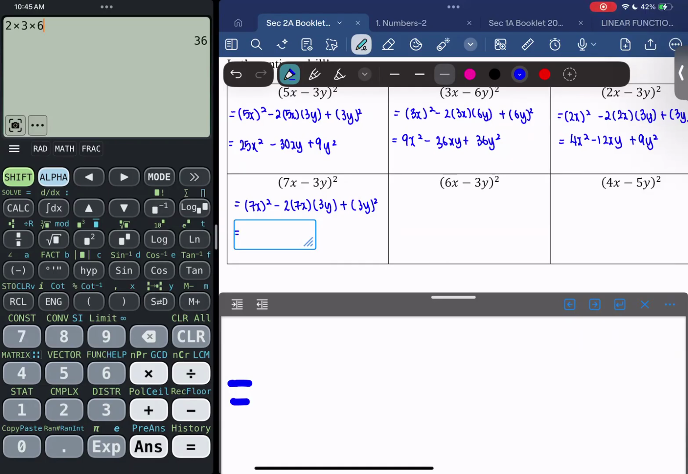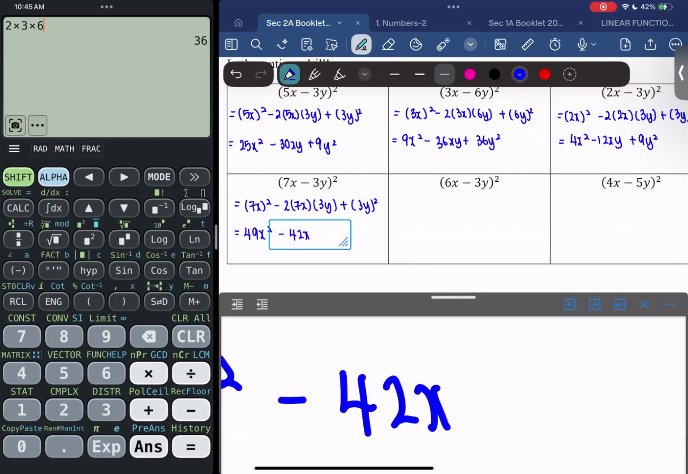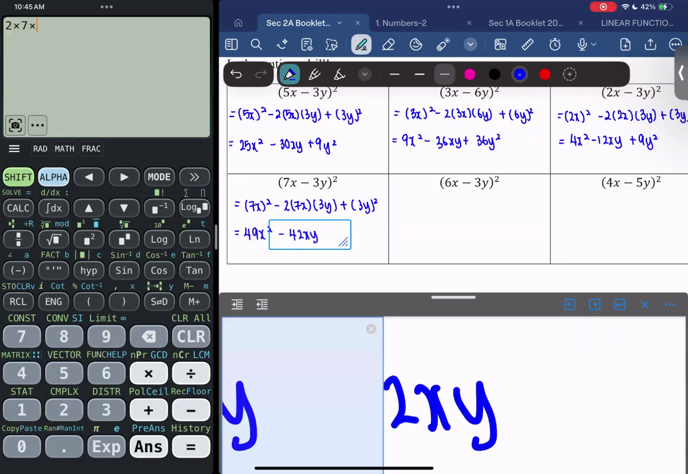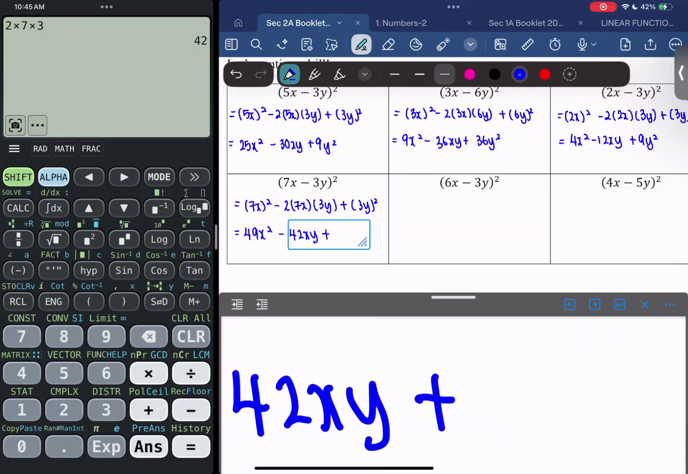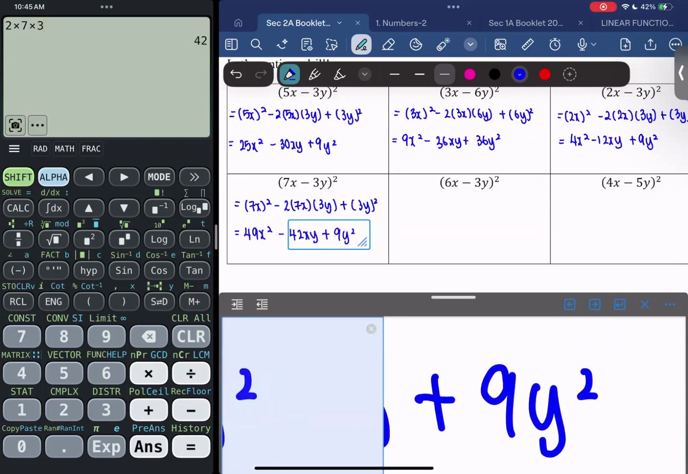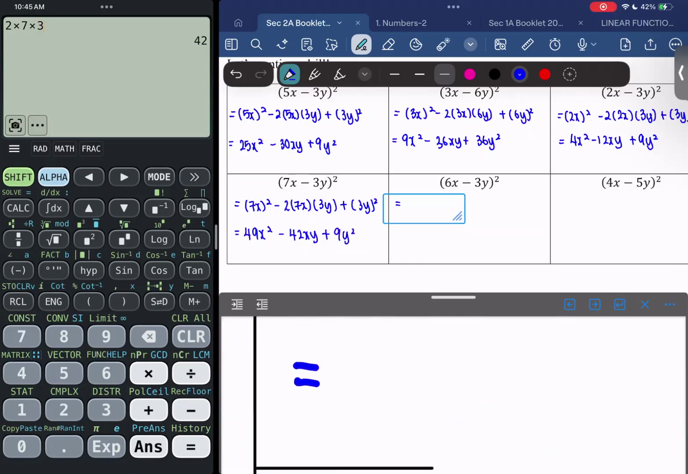Yeah, Chani. 49x squared, minus 42xy, plus 9y squared. Yeah, very good. Okay, next one. Afifa.